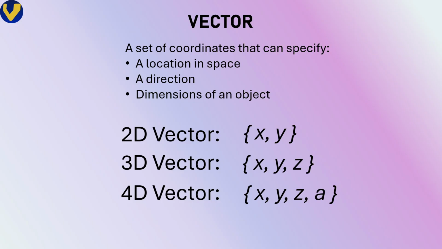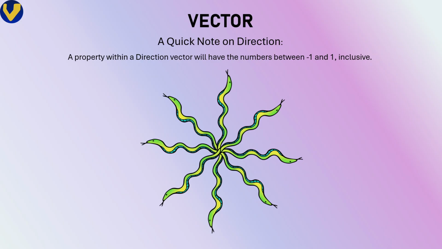So a vector specifying location is easy to understand, and a vector specifying dimensions is easy to understand. Well, what about direction? Let's take a look at directions. A property within a direction vector will have numbers between -1 and 1 inclusive. Now, what does that really mean?